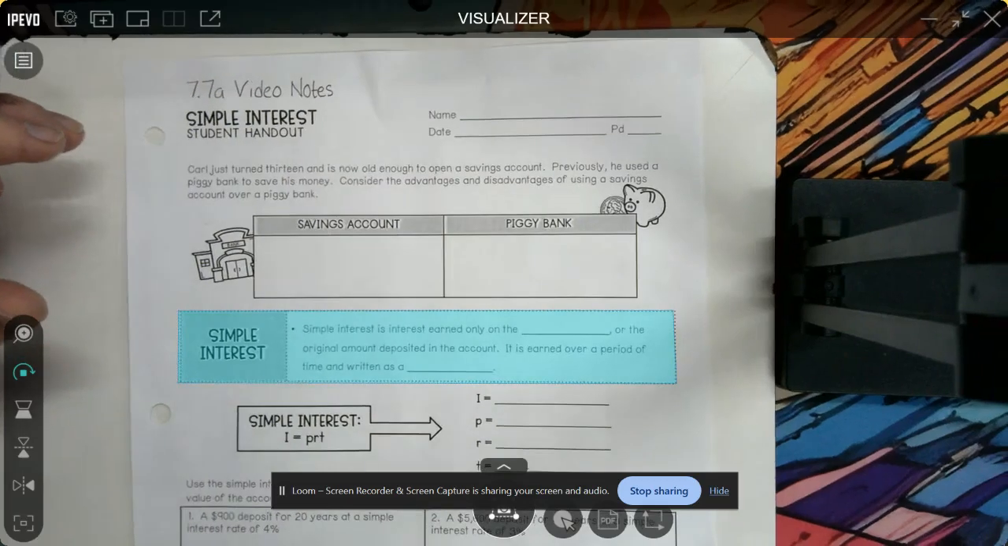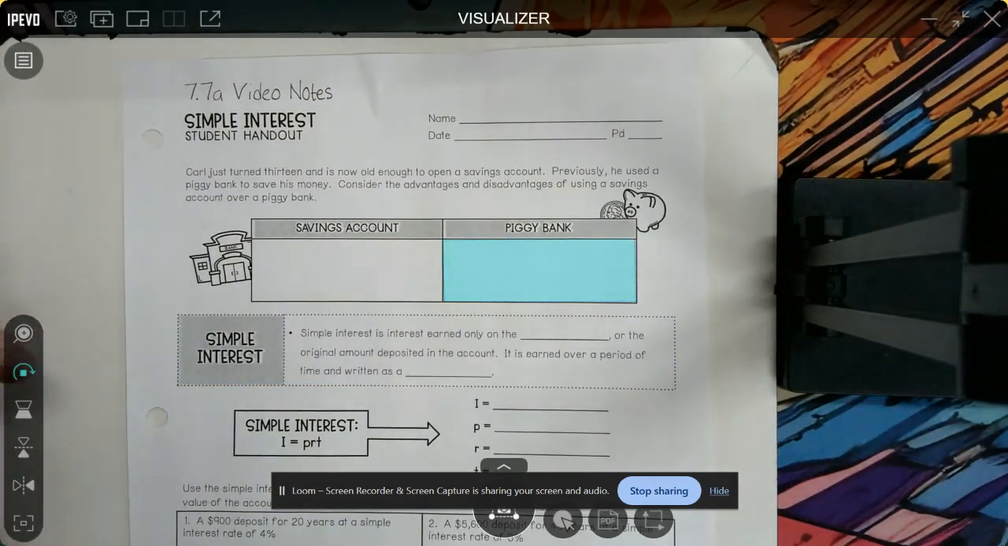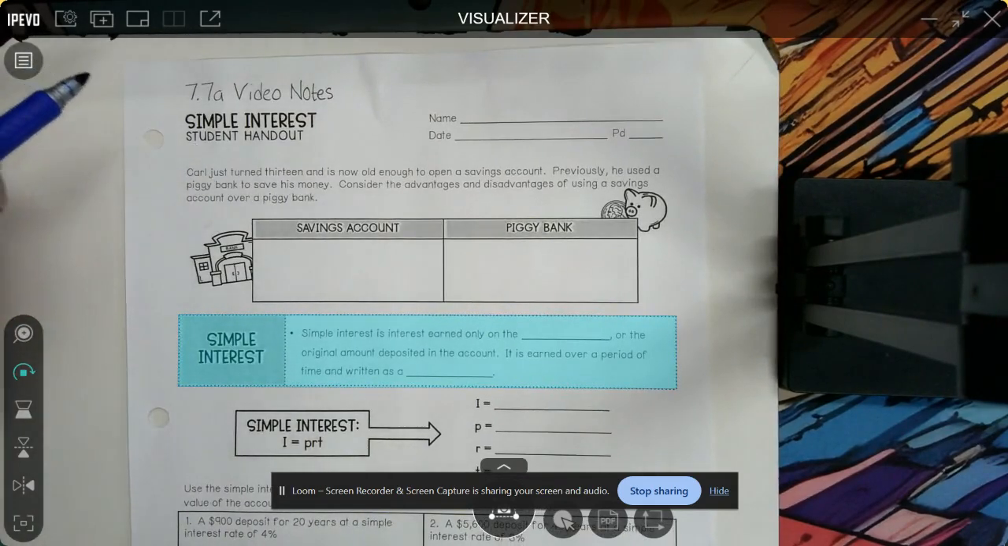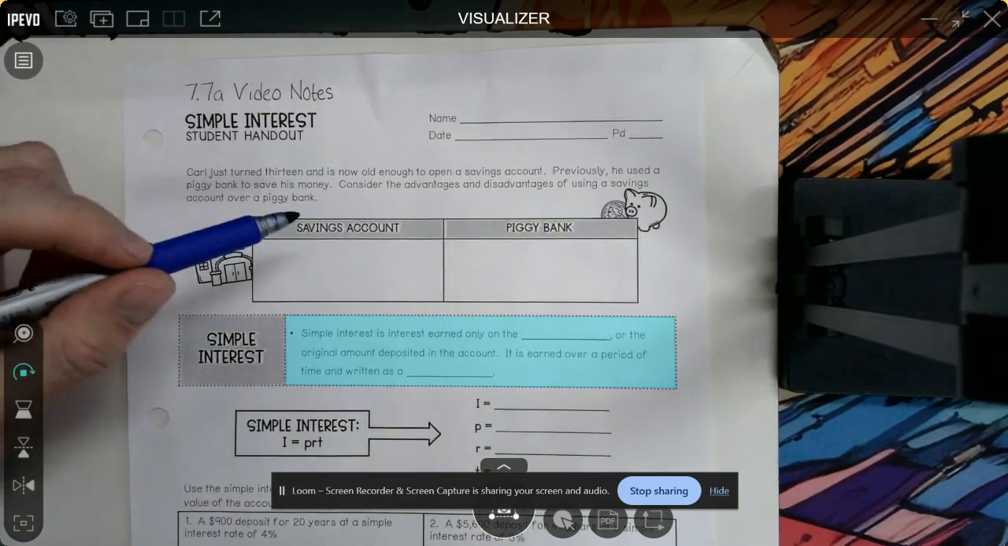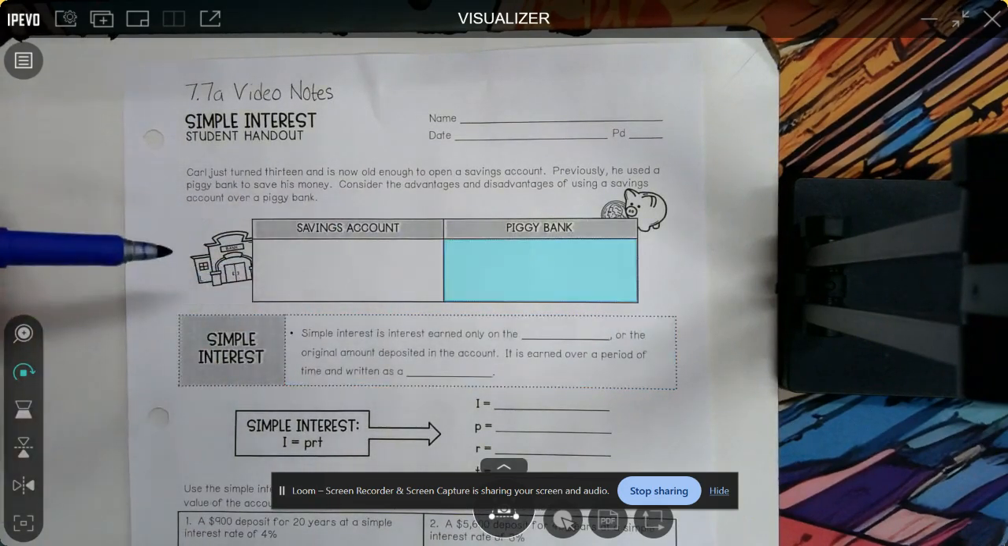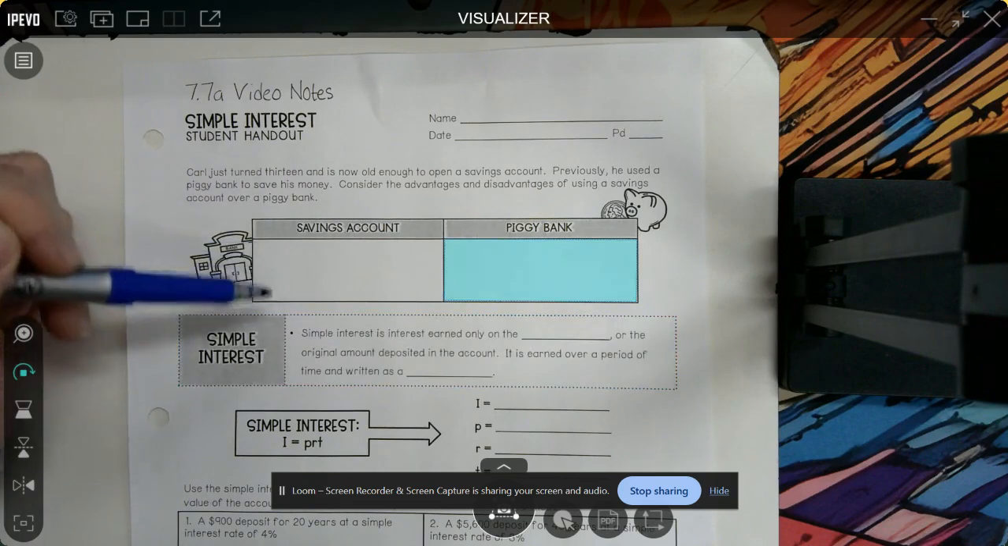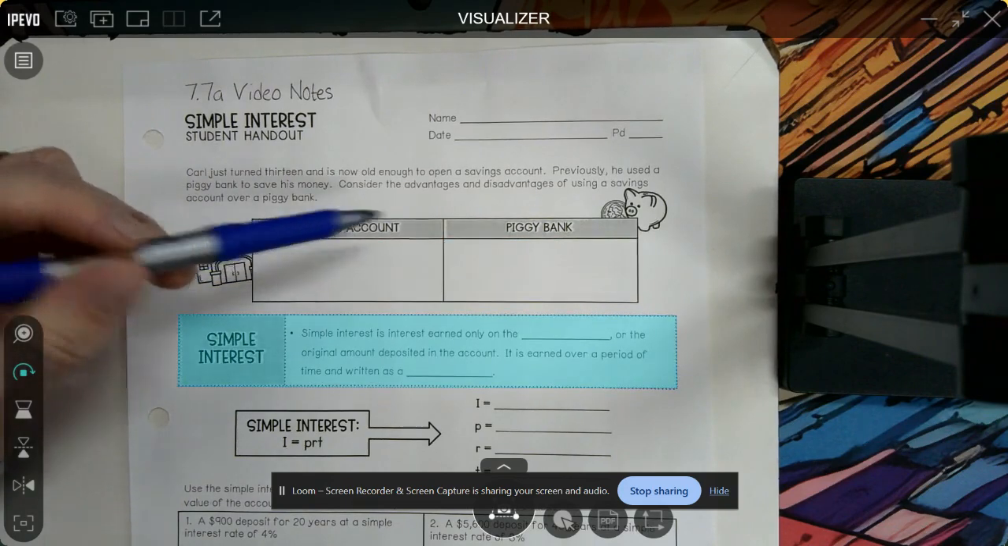Got 7.7a, so it's a two-part lesson. Tomorrow will be 7.7b. We're going to be looking at simple interest and comparing it to maybe if you just have a savings account, or what are the benefits of a savings account versus a piggy bank. So this first part, I want you to think about a savings account versus a piggy bank.